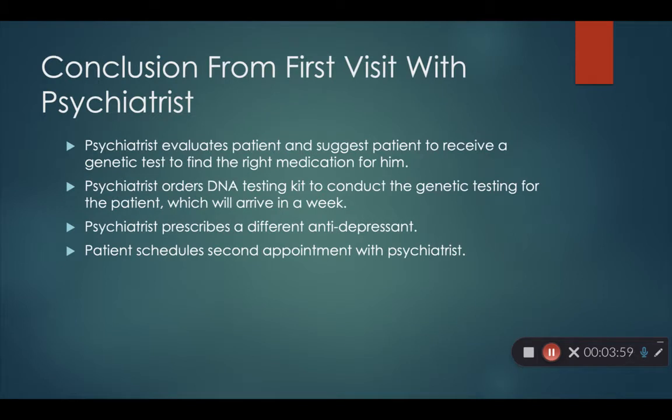From the first visit, the psychiatrist evaluates the patient and suggests he receive a genetic test to find the right medication for him. The psychiatrist orders a DNA testing kit to conduct the genetic testing, which will arrive in a week. The psychiatrist prescribes a different antidepressant, and the patient schedules a second appointment.